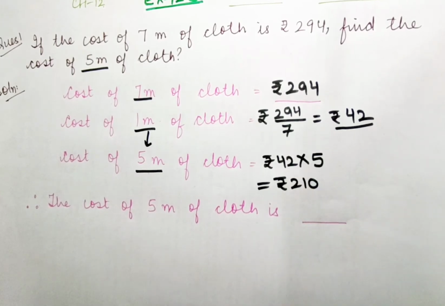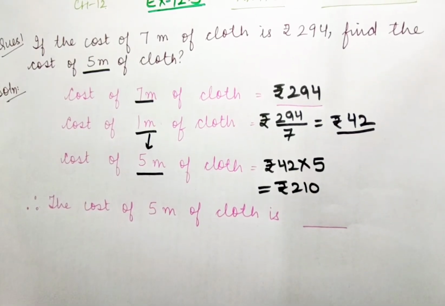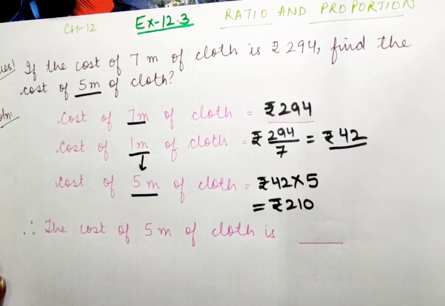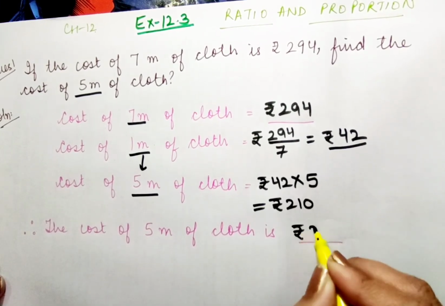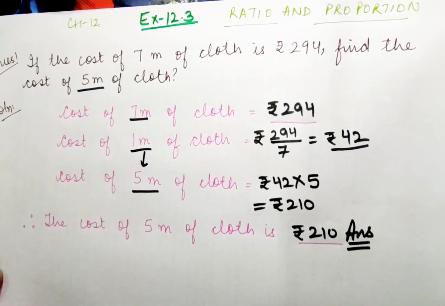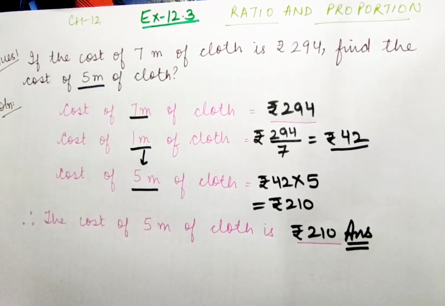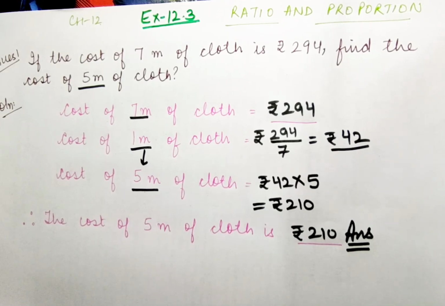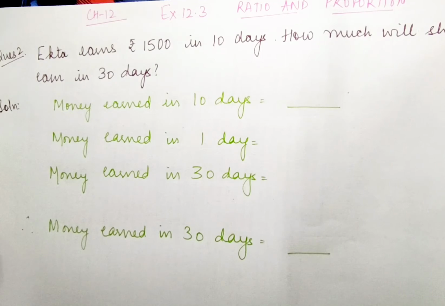At the end we have to write down the answer line. Cost of 5 meters of cloth is rupees 210. This is our answer line. In these questions, students, the statement is very important. You have to write down the statement as it is. Now let's check question number 2.